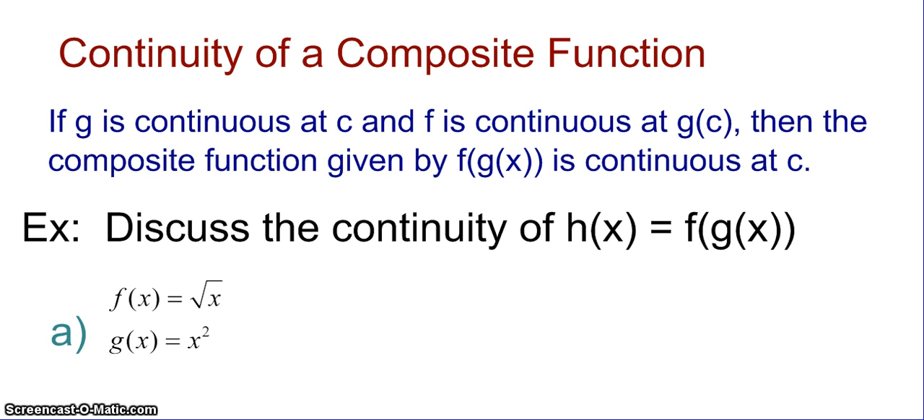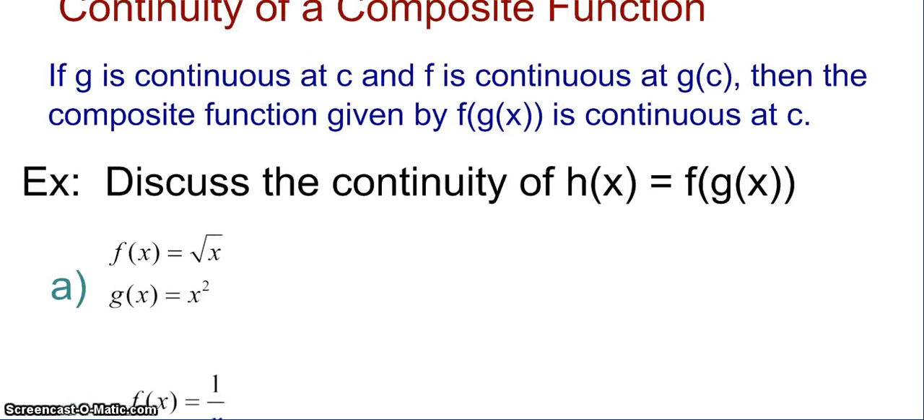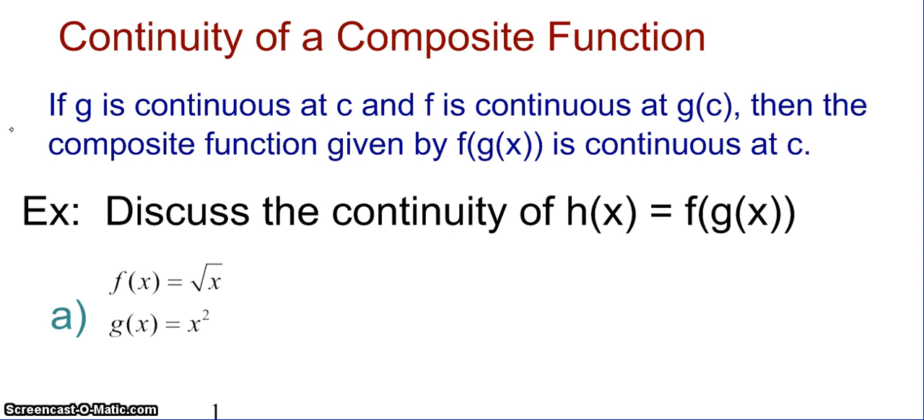Alright, next let's look at the continuity of a composite function. If g is continuous at c and f is continuous at g of c, then the composite function given by f of g of x is continuous at c as well. I want you to discuss the continuity of h of x being f of g of x when f of x is the square root of x and g of x is x squared. And then we'll do part b in a second. So right now just do part a. Pause the video, unpause when you're ready to check your work.